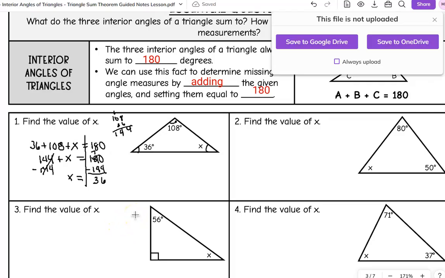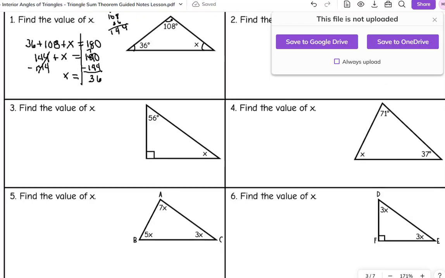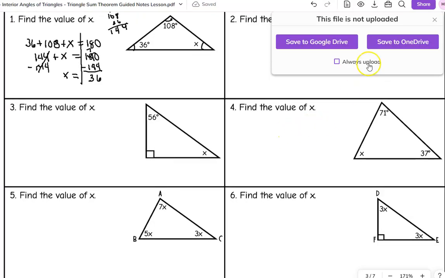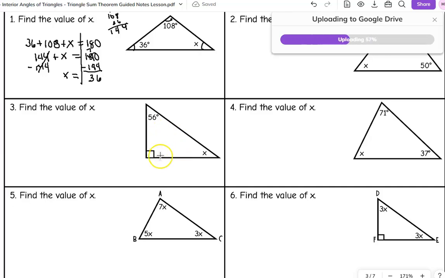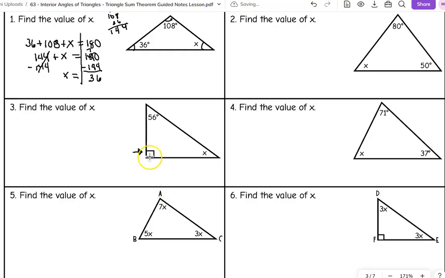Okay, so number 2, we do exactly the same way, but we're going to skip and go to problem 3, because I want you to remember what this box means. You should have learned that this box means that this is a 90-degree angle. So I have enough that I can still solve. I'm going to go 56, because that's this angle here, plus the 90 degree right angle, plus x. And we know the sum of all three has to equal 180 degrees.